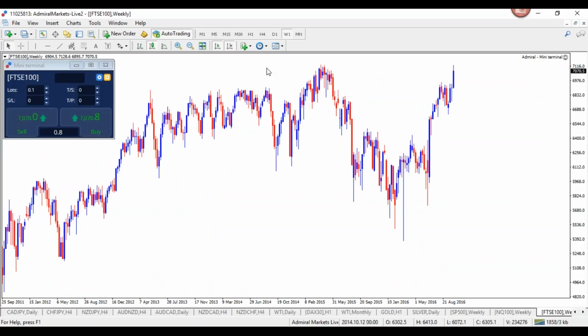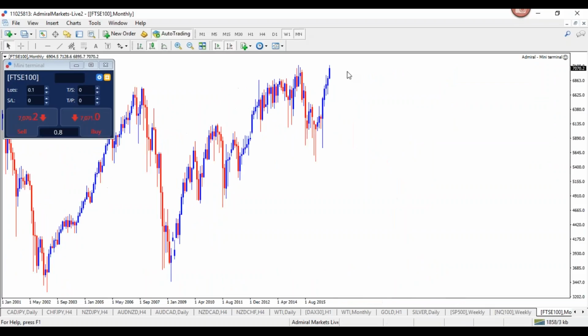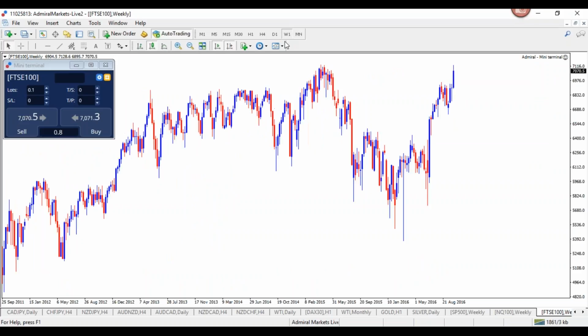FTSE. FTSE really taking a high road here, really moving up a lot, challenging this top again here just before the Brexit. And wow, what a push, right? Brexit bringing some downside, but quickly reverting and moving back up. So let's see how it responds to this top, this resistance.